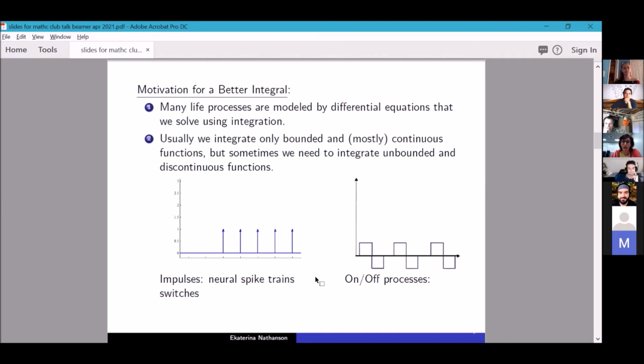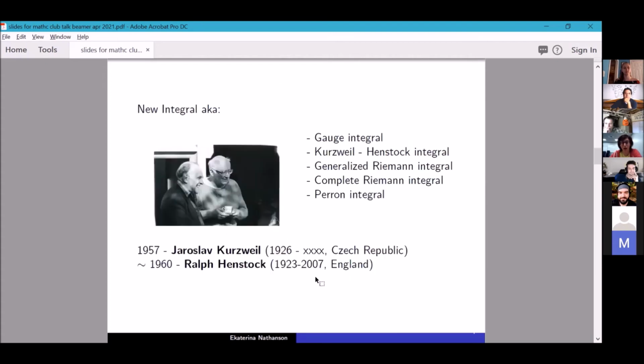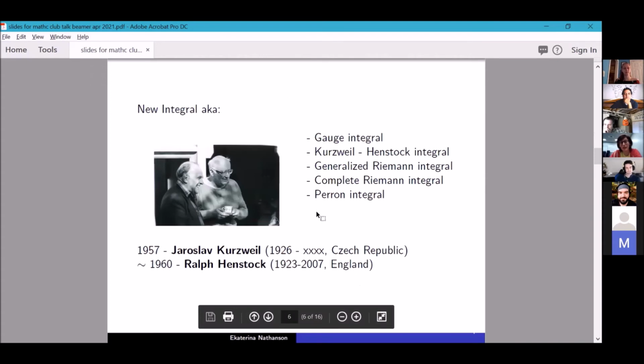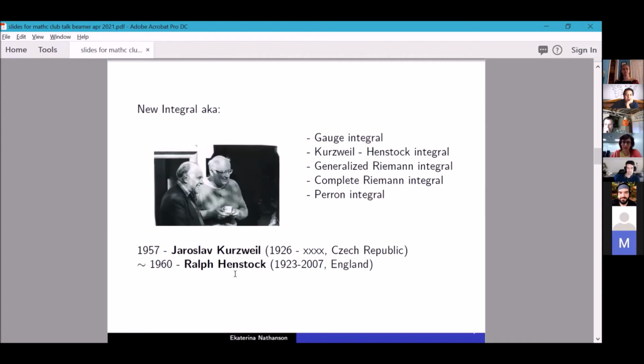So what I'm going to tell you about is a new integral, another integral that is known in the literature by many names. This is a list of some of them. I was studying this integral by reading papers of Henstock. The two main people were Kurzweil, the mathematician from the Czech Republic, and Henstock from England. I was studying Henstock's papers and his students' papers. So in my world and in this talk, I refer to it as the Henstock integral.